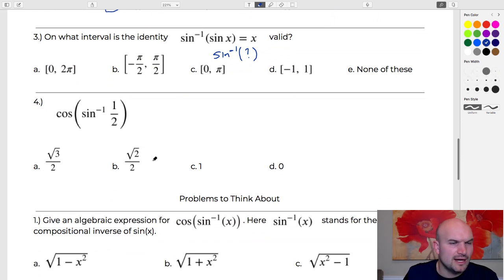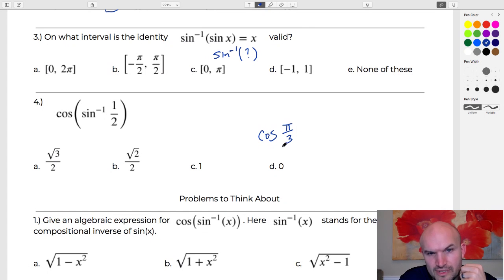Let's go back to number 4. Cosine of sine inverse of 1/2. Let's go ahead and figure this out. I don't need to create a triangle, though you could. So when is sine equal to a positive 1/2? Well, that's going to equal pi over 3. So basically we're asking what is the cosine of pi over 3? Sine inverse of 1/2. Jeez, man, my brain.